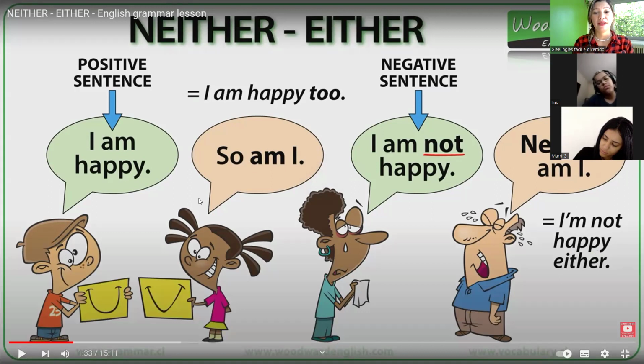See? Say, I'm not happy today. I'm not happy either. Or neither am I. Então, vocês têm essas duas opções, né? Neither am I, para dizer eu também não. Ou eu também não estou feliz. I'm not happy either. Ok? A gente não usa I'm not happy too.